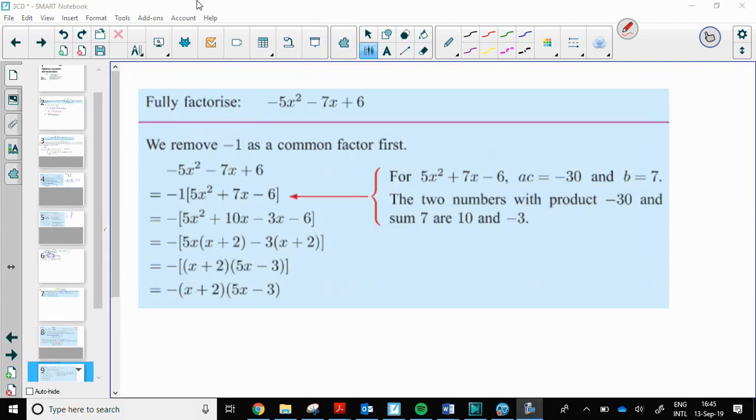Here's another one that has a common factor we want to remove first. It's easier if we have a leading coefficient that's positive. So in this case, they just pulled out the negative first. And then we're looking for two numbers that multiply to negative 30, but add up to positive 7. And that's going to be 10 and negative 3. And hopefully you can follow the rest of this without me saying anything.